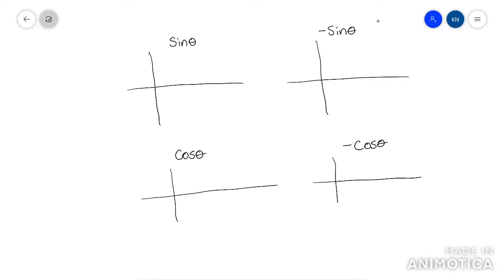You're going to need to know what the parent function for each sine and cosine looks like based on positive or negative. Positive sine starts in the middle, will go high, come back to the middle, go low, and then come back to the middle like this. Negative sine starts in the middle, but instead of going up, now it goes down, comes back, goes up, and then comes back to the midline like this.